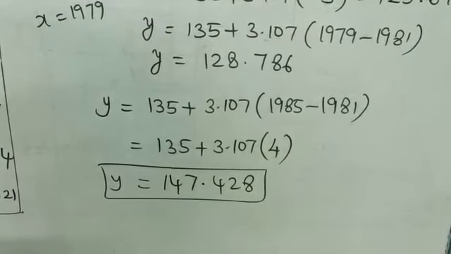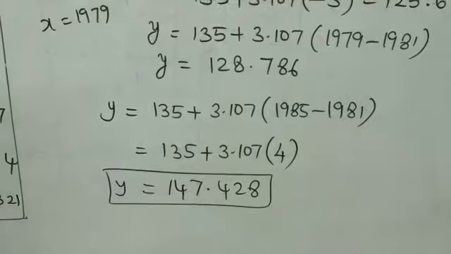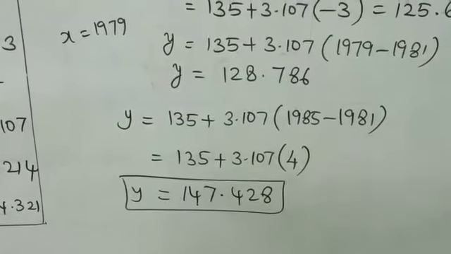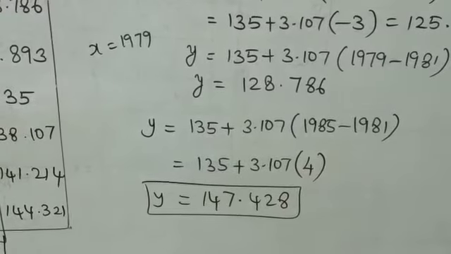The value for 1985 is 147.428. This is a very important question for BCom. It will definitely come for 10 marks.